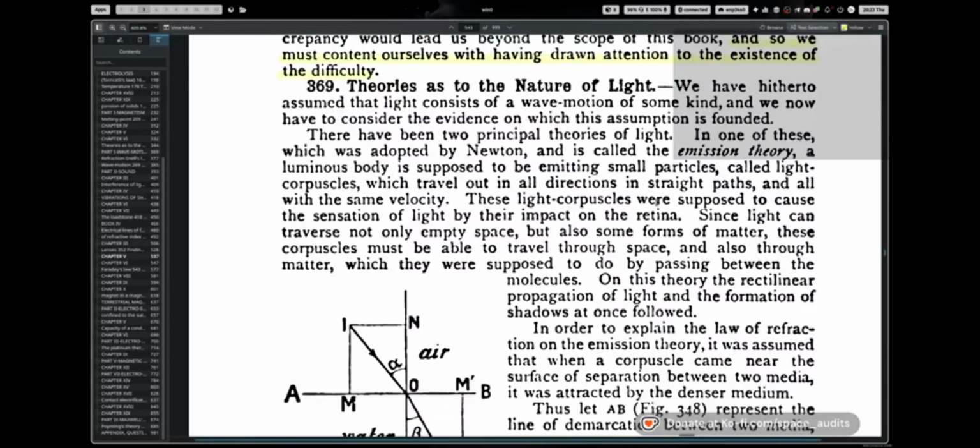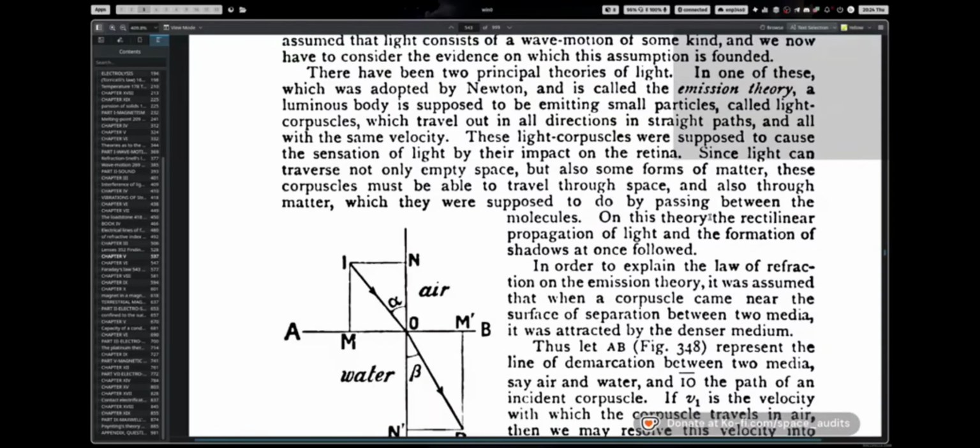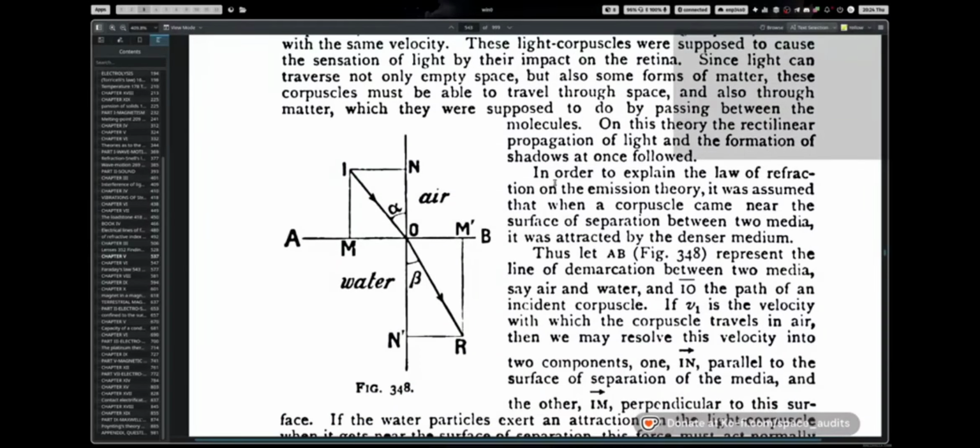These light corpuscles were supposed to cause the sensation of light by their impact on the retina, since light can traverse not only empty space, but also some forms of matter. These corpuscles must be able to travel through space and also through matter, which they are supposed to do by passing between the molecules. So on this theory, the rectilinear propagation of light and the formation of shadows at once followed. In order to explain the law of refraction, the emission theory assumed that a corpuscle came near the surface of separation between the two media and was attracted by the denser medium.